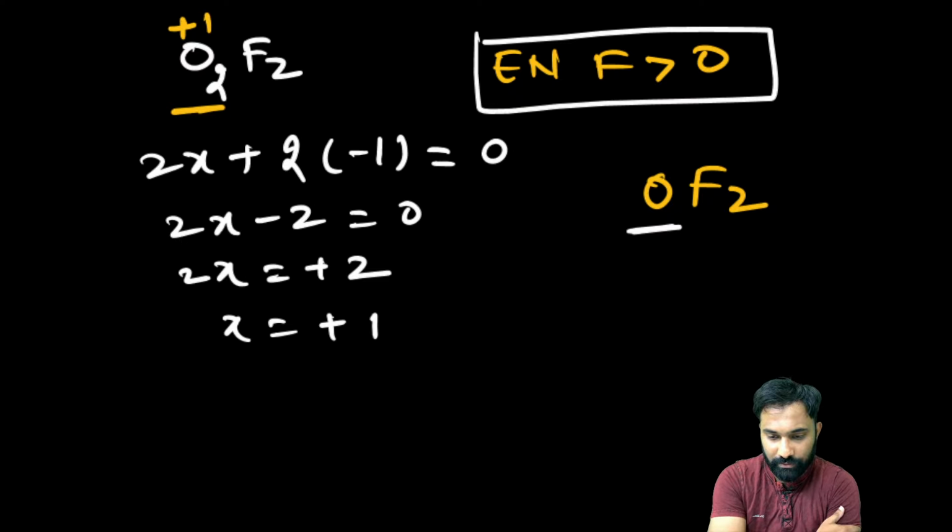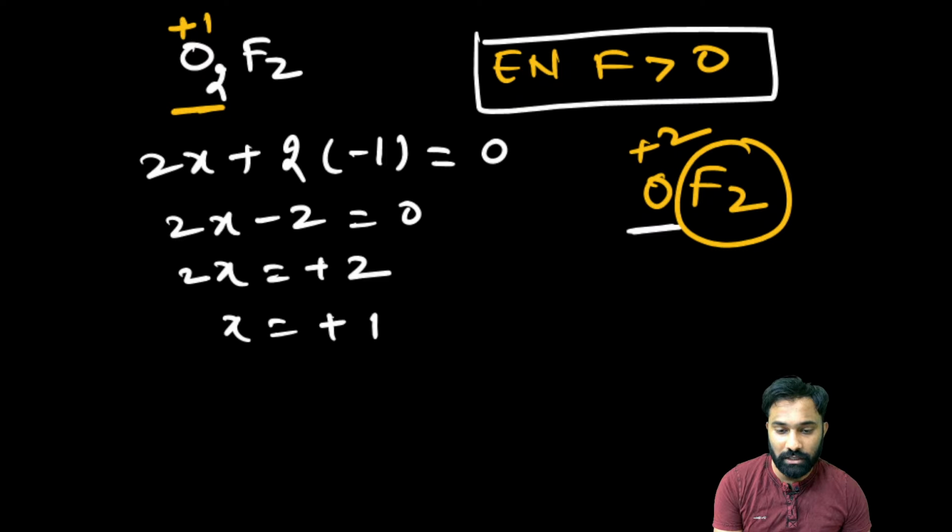It is a +2 oxidation state because fluorine is the more electronegative. Right. Good.